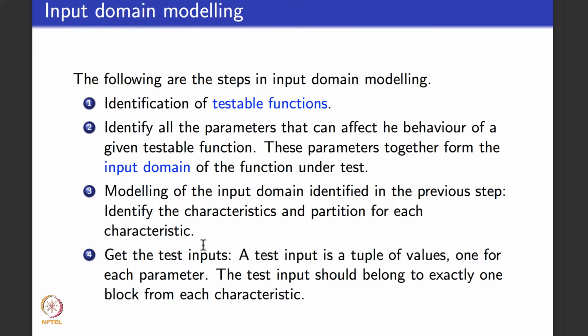And what do I do for test inputs? I take one partition. I told you any set of input values representing that partition is good enough as a test input. Each test input should belong to exactly one block from each characteristic. And please remember, when I choose characteristics and partition based on the characteristics, partitions must satisfy the property of being disjoint and complete.